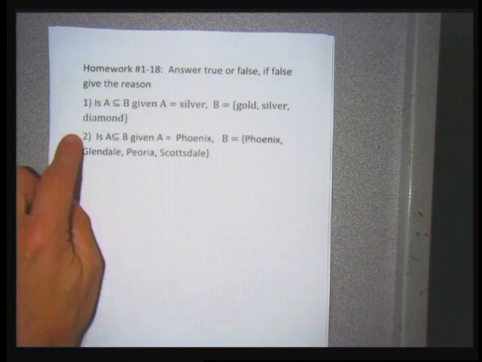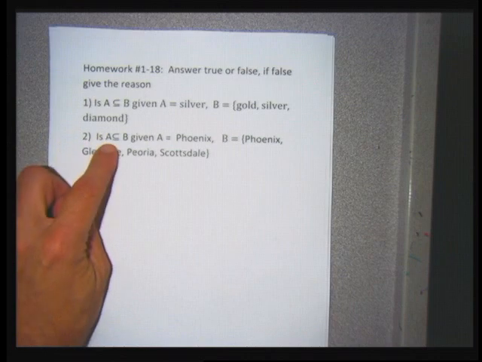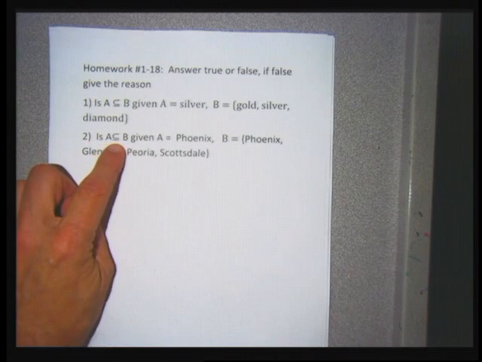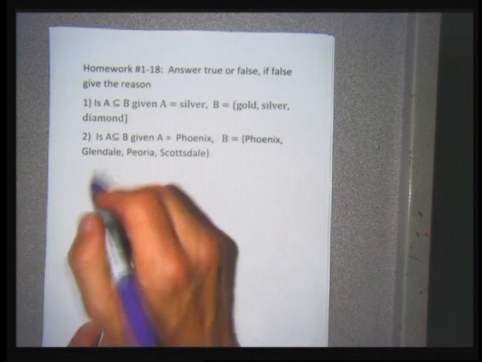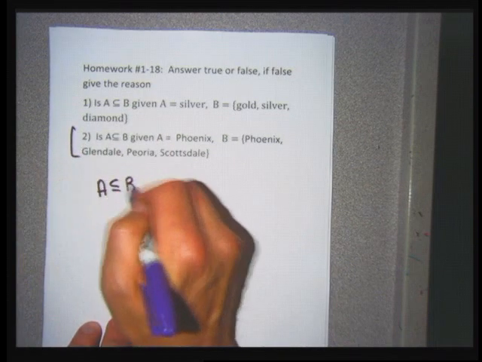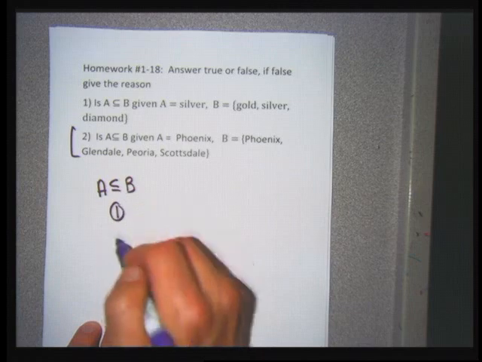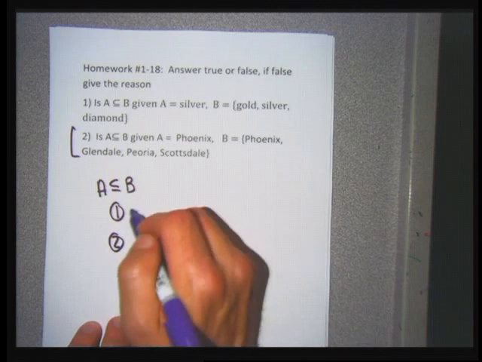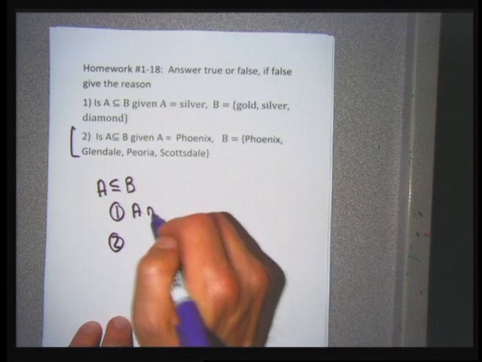So I'm going to do question 2 to model this. So is A a subset of B? Well, for A to be a subset of B in problem 2, two rules need to be satisfied. First of all, A needs to be a set.